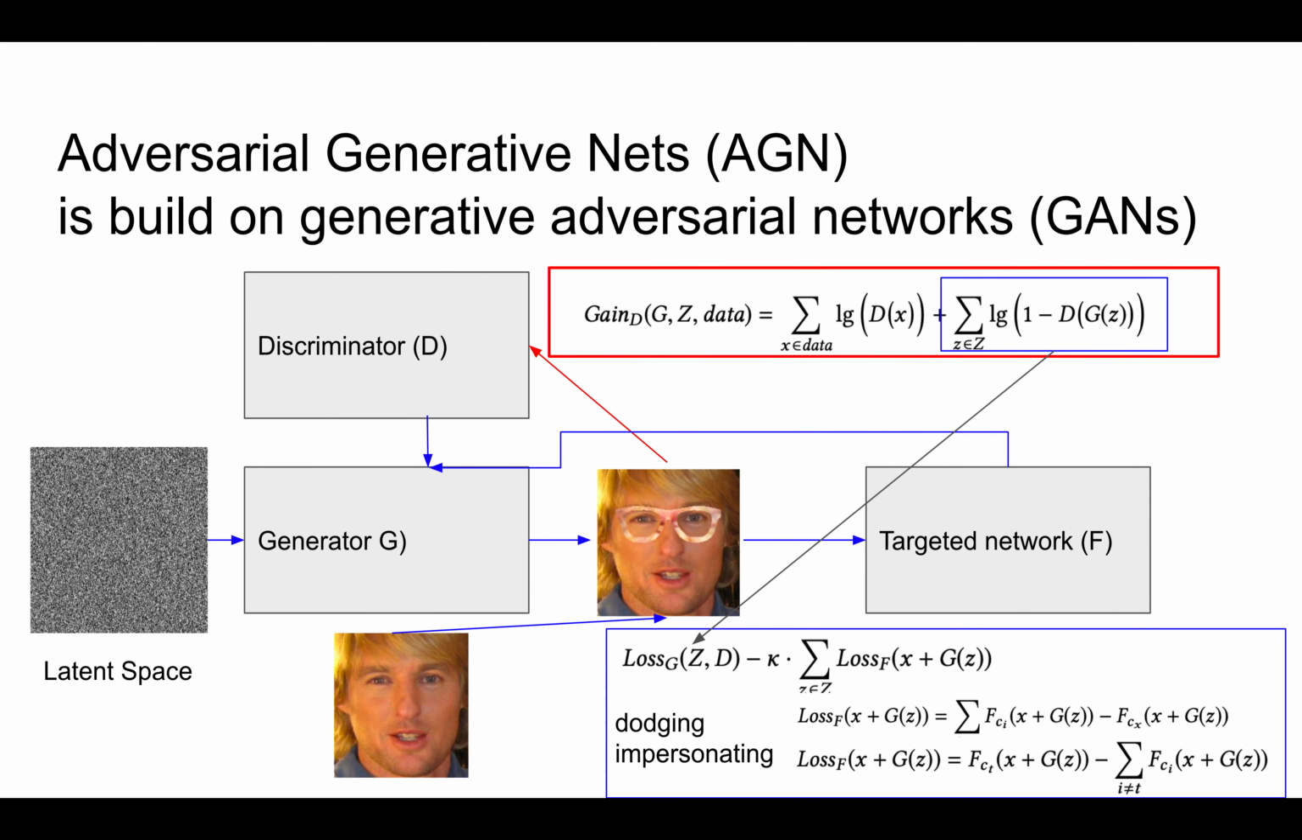The core system of this attack is called adversarial generative nets. This net is built on generative adversarial networks, which is the famous game. The AGN has two major parts that get trained during the training of the network. The first part is called a generator, and the second part is called a discriminator, as you can see here.